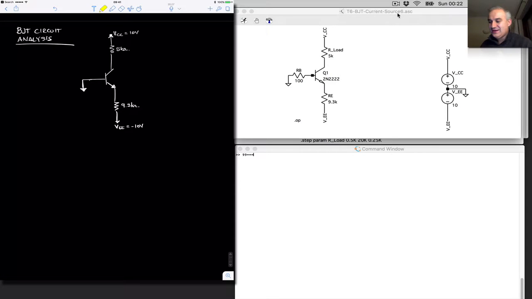Hello and welcome back. Let's do another example of how to analyze DC circuits containing BJTs. In this case, this is another well-known biasing network where you have split supplies, in this case plus minus 10, and the base is grounded, or sometimes you have the base grounded through a resistor. And let's analyze the circuit.